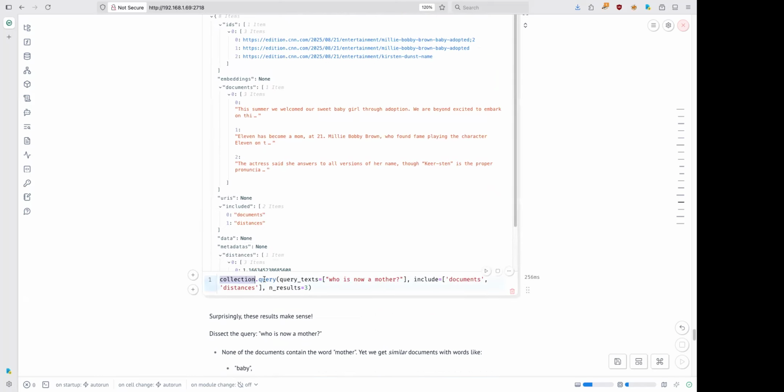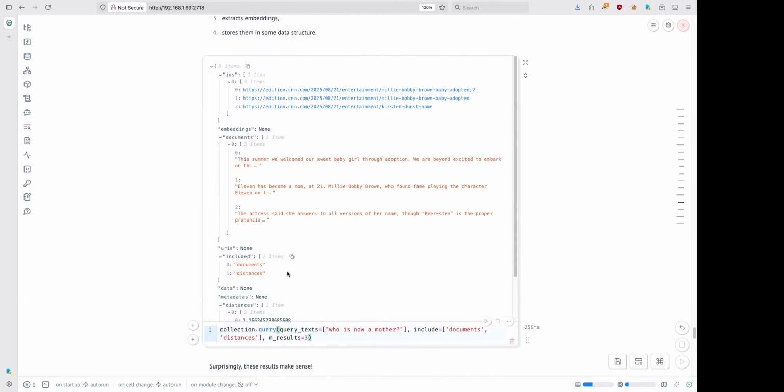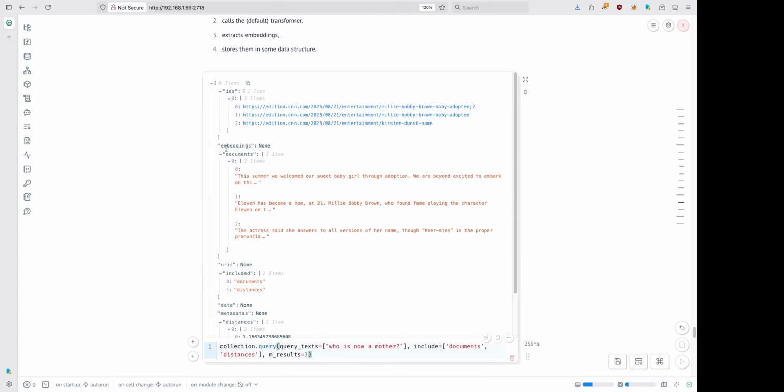We say collection, query, and pass the text. In particular, here we are interested in the following question: who is now a mother? Let's see what the database says. It found the following document here. And the first document reads, "This summer we welcomed our sweet baby girl." Great, so someone has become a parent. So this is a hit.